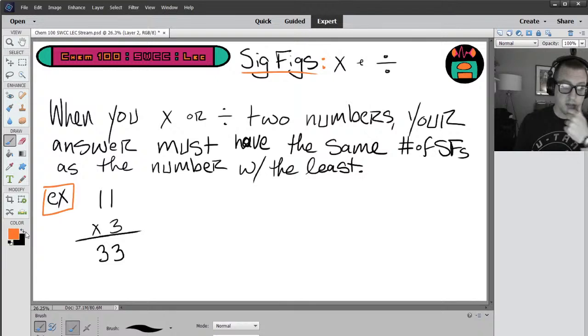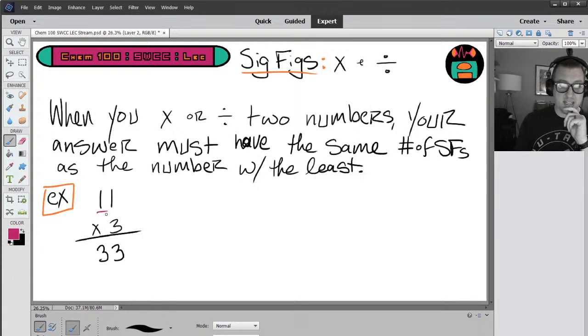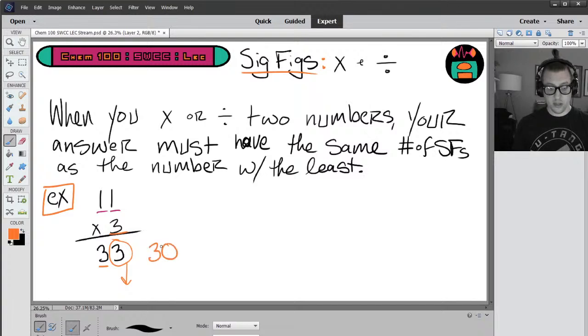When you look at this, 11 has 2 significant figures. 3 only has 1 significant figure, so our answer can only have 1 sig fig. So you count off 1 sig fig, and the rest we have to round. Now 3 rounds down, so our answer after rounding will be 30, because 30 only has 1 sig fig.